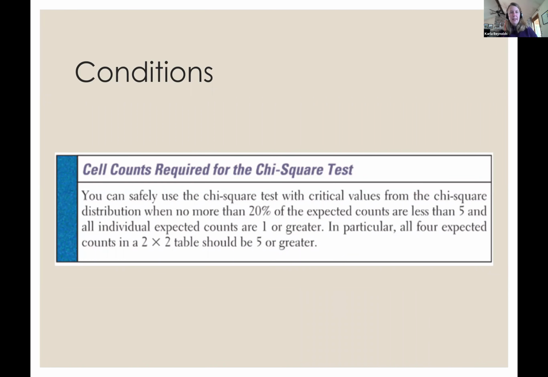All right. So the conditions for a chi-square test for independence or homogeneity: no more than 20% of the expected counts can be less than 5 again, and all expected counts have to be greater than 1.